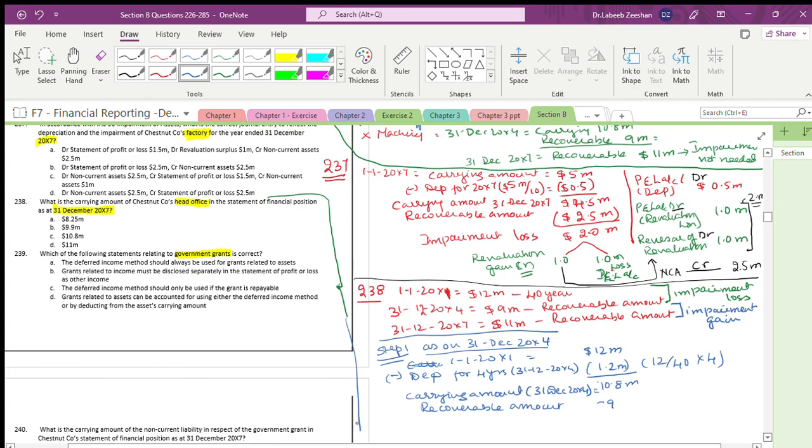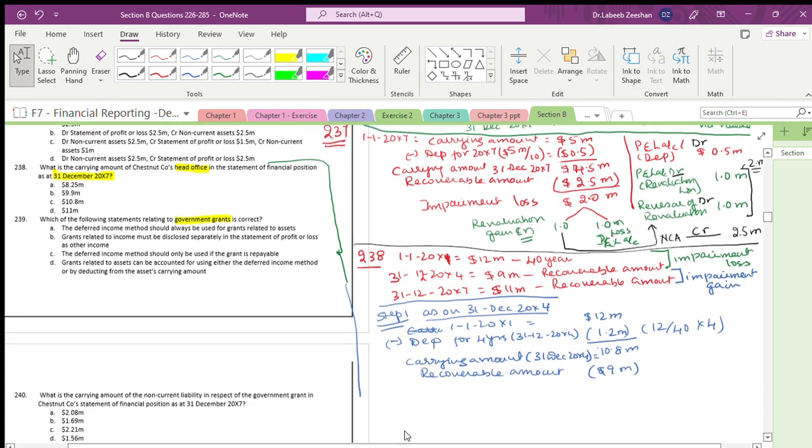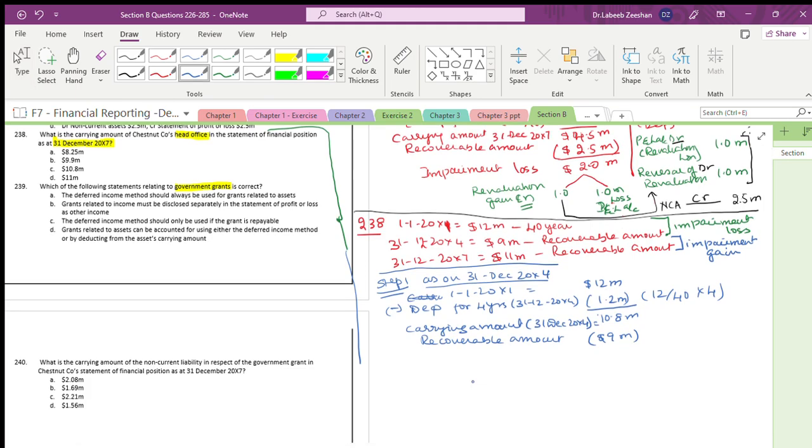Fine. Recoverable amount. Carrying amount is more, actually. Is it right? You have to do it in a reversal way. You have to take this here, 9 million first.